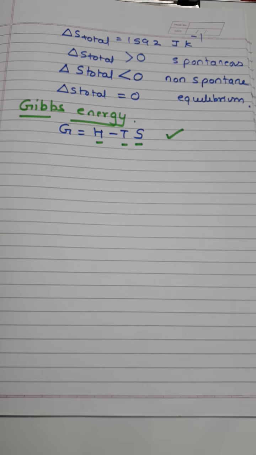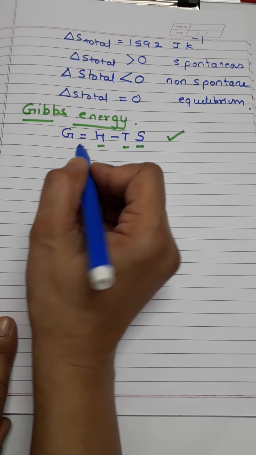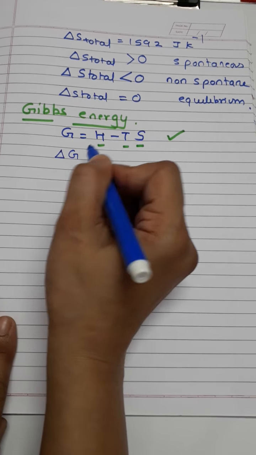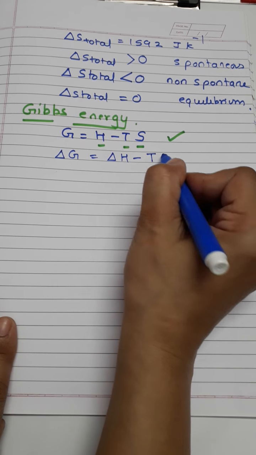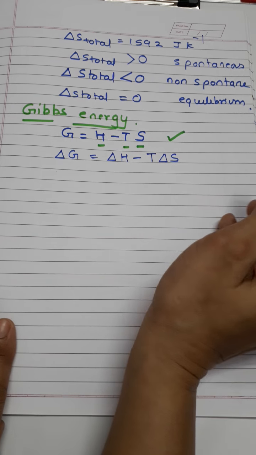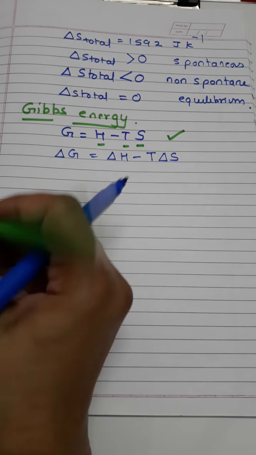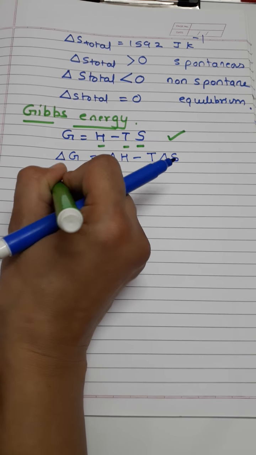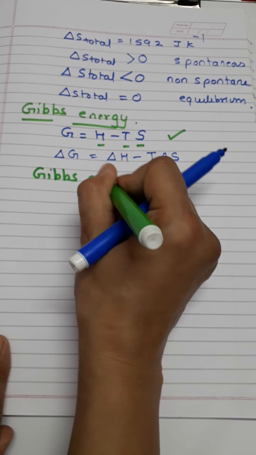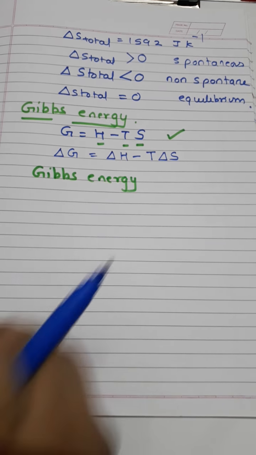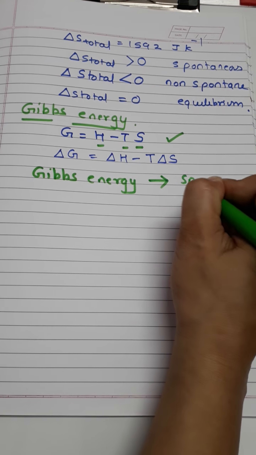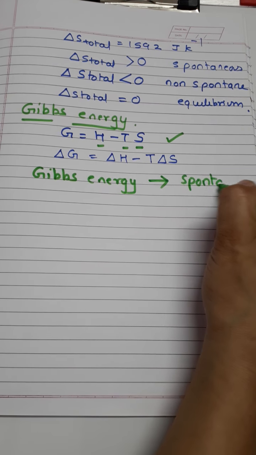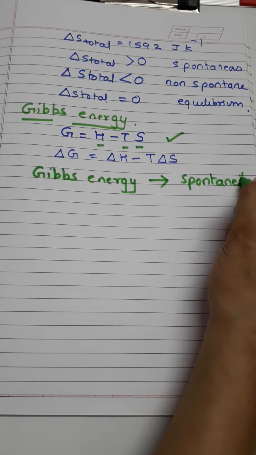It is not possible to calculate G. Hence we calculate delta G. Delta G is equal to delta H minus T delta S, as temperature is constant. Now we are going to see how, using Gibbs free energy, we can predict that a reaction is going to be spontaneous.